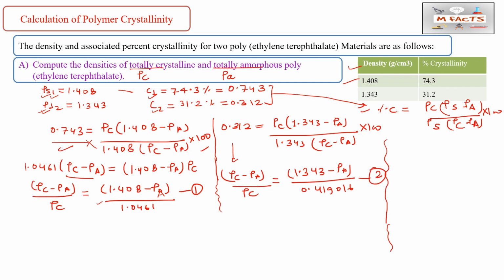So what we will do, we will equate equation 1 and equation 2. By equating, we will get this rho A value. How will we equate this value? Rho C minus rho A upon rho C we can equate easily in equations 1 and 2, because the left hand side is similar, so we can equate these equations. So I am equating 1.408 minus rho A. This is the easiest way I found during my calculations.